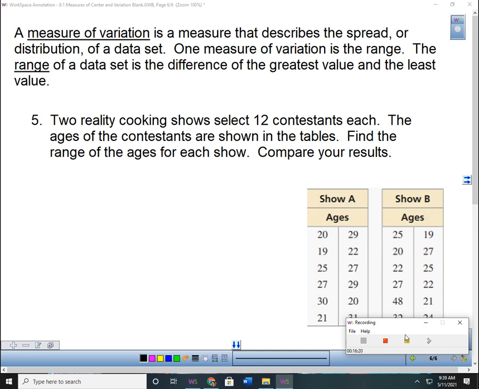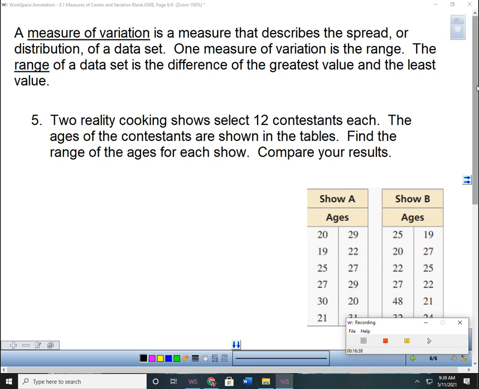A measure of variation is a measure that describes the spread or distribution of a data set. One measure of variation is the range. The range of a data set is the difference of the greatest value and the least value.